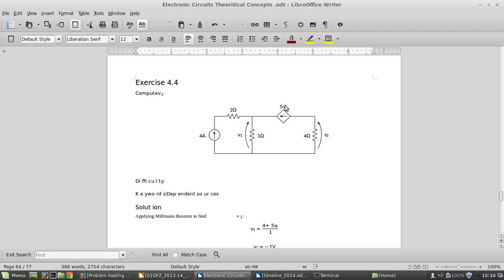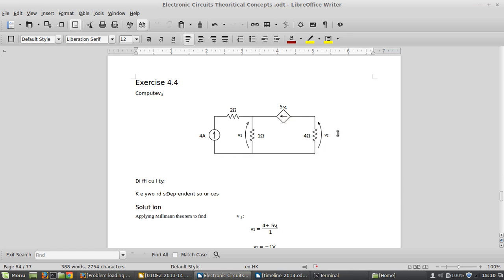This can use voltage division, and divide by the resistor, so it will be the current. So I just use this trick here. Alright, and that's it.